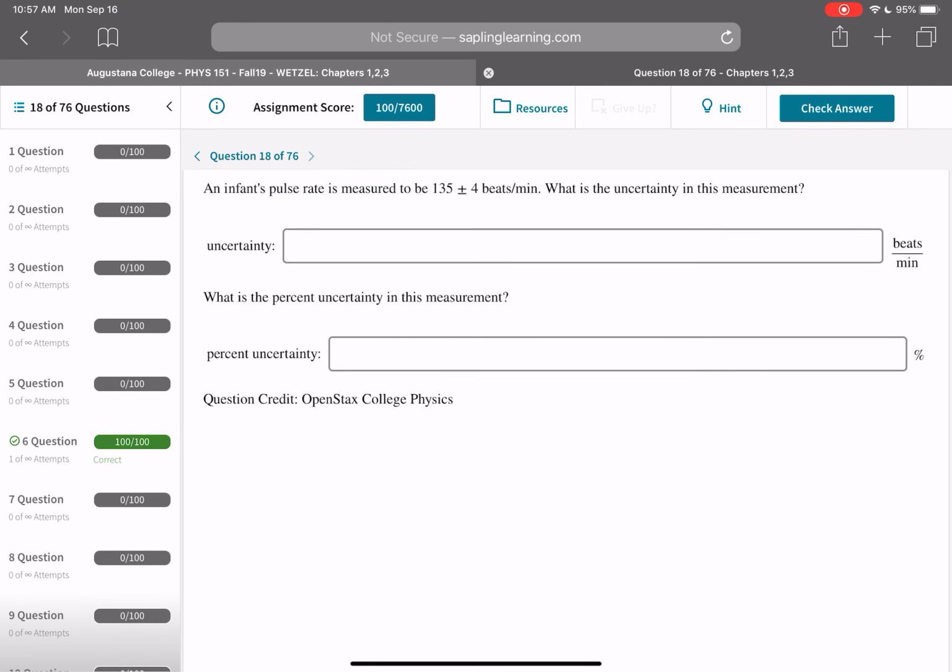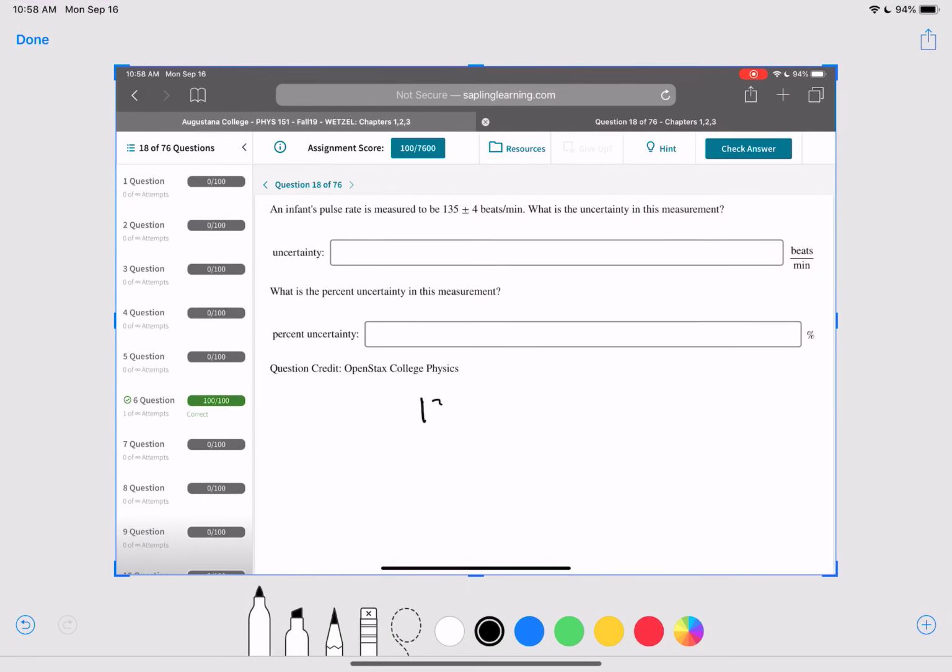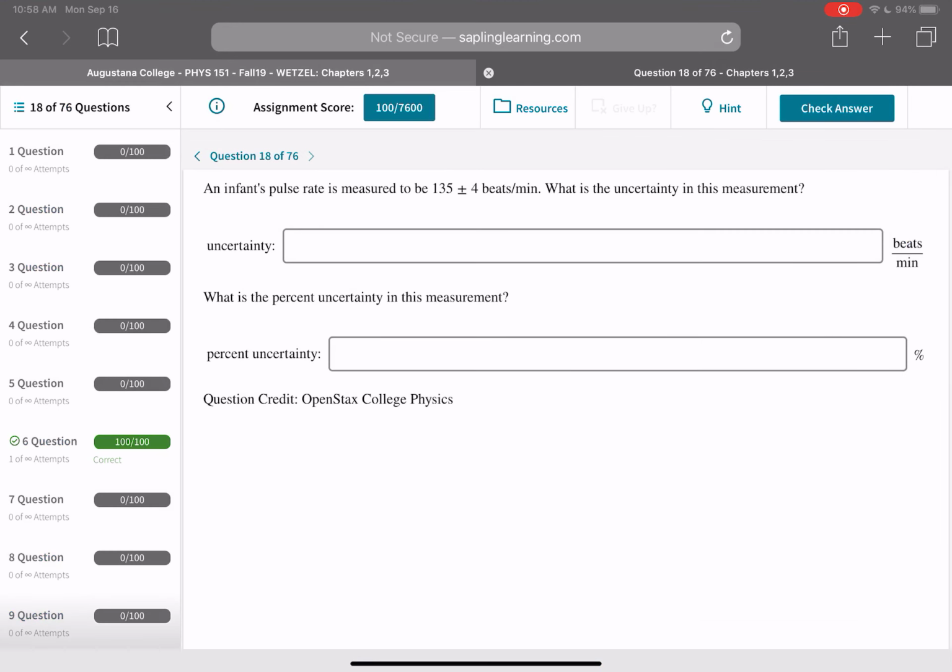Okay, so an infant's pulse rate is measured to be 135 plus or minus 4 beats per minute. What is the uncertainty in this measurement? The uncertainty is plus or minus 4. What is the percent uncertainty? That's going to be 4 divided by 135. That'll be your percent uncertainty. Okay, so if you have 135, 4 divided by 135 is the percent uncertainty.